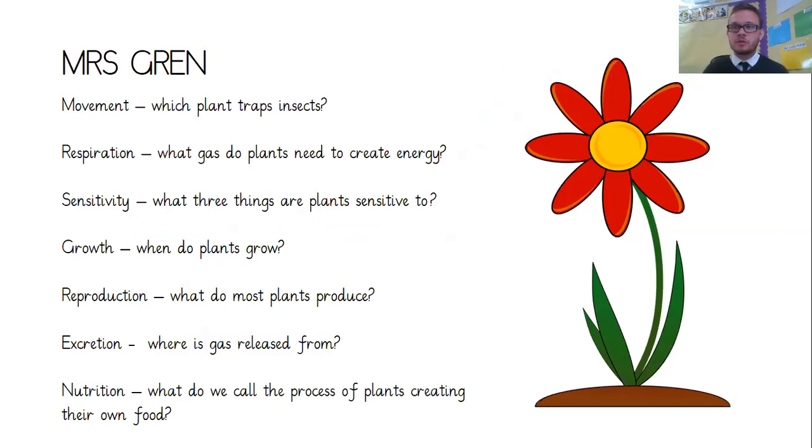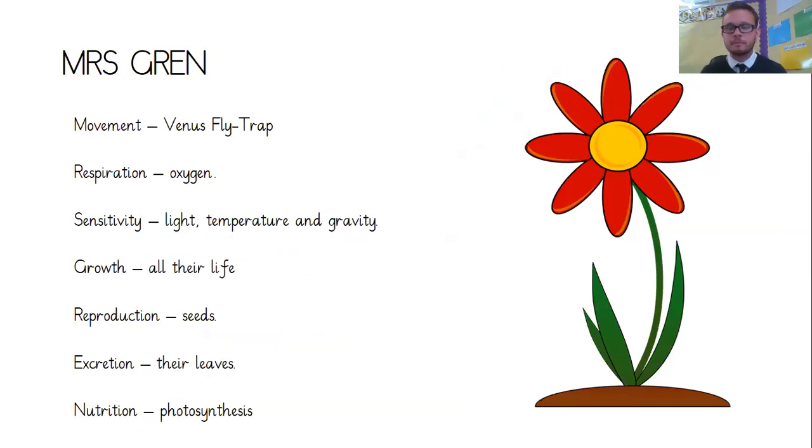Okay, so hopefully you had a go at those and you had a look back at the video to see if you can get the answers. Let's see if they match up. So yes, the plant that spectacularly grabs insects is called a Venus flytrap. Plants need oxygen to breathe. They are sensitive to light, temperature, and gravity. They grow all their life, and when they reproduce, they produce seeds. They excrete through their leaves, and their nutrition, the process is called photosynthesis.